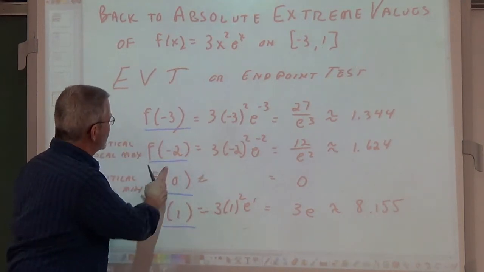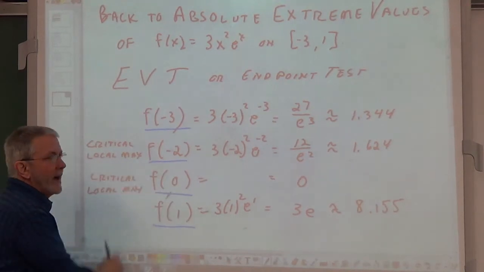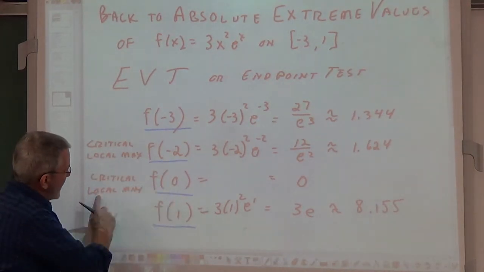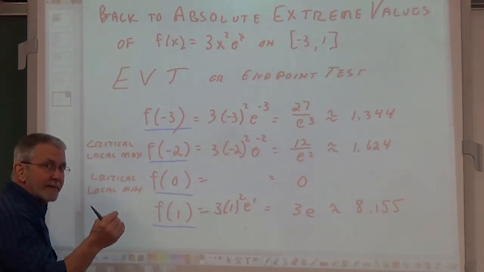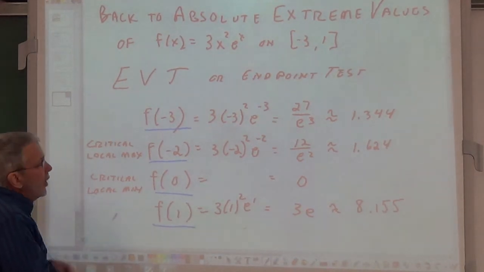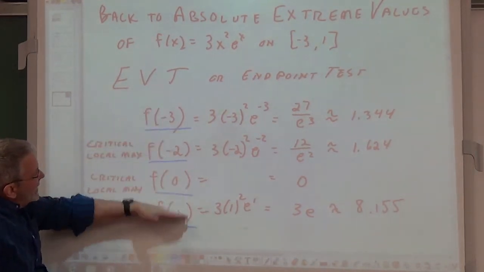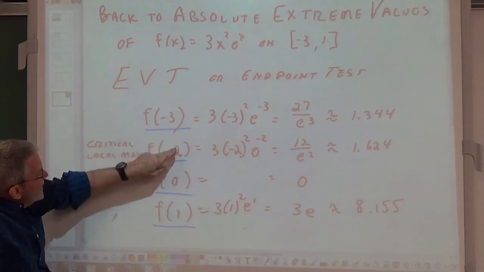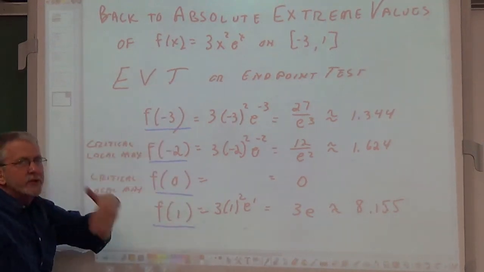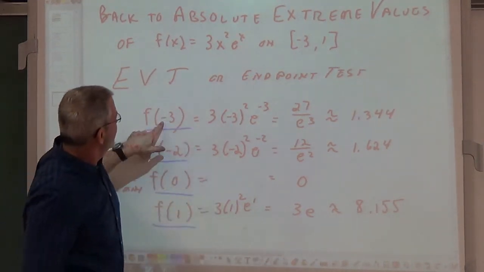We already determined that f of negative 2 was a local max, and that f of 0 was a local min. But they could be the absolute max and absolute min. So all you do is find these function values. You put these guys back into the original function. Well, what is f of negative 3?